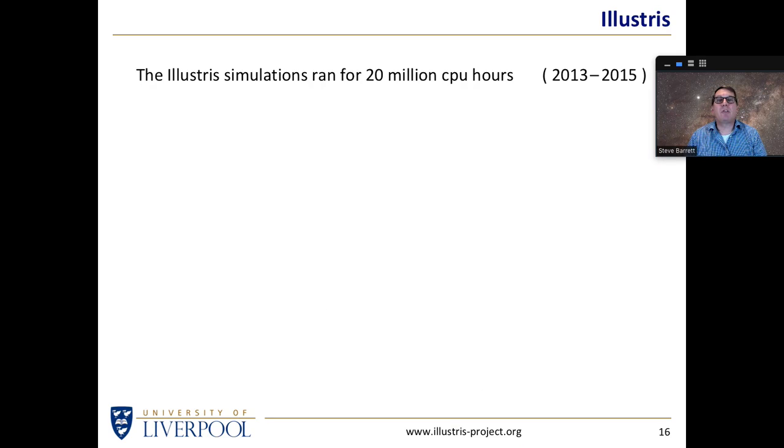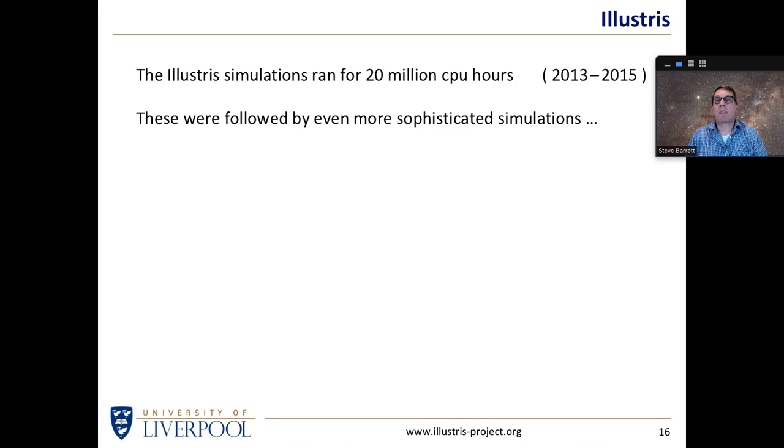The Illustris simulations ran for approximately 20 million CPU hours, CPU just being central processing unit, computer hours if you will. And it ran over that period in the early teens. That particular set of simulations were then followed by an even more sophisticated set of simulations. They tweaked all the parameters and realized that they could make the simulations more realistic and cover larger volumes.